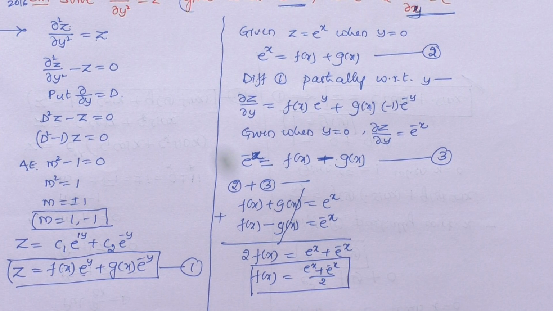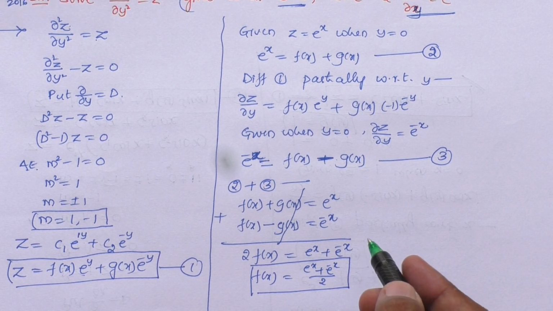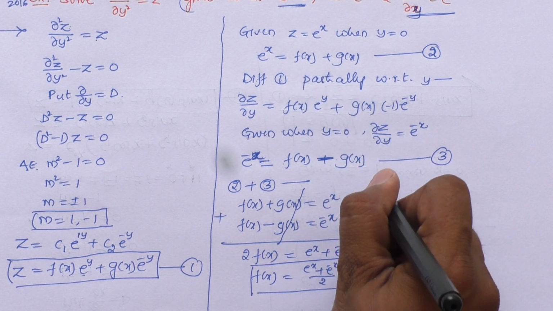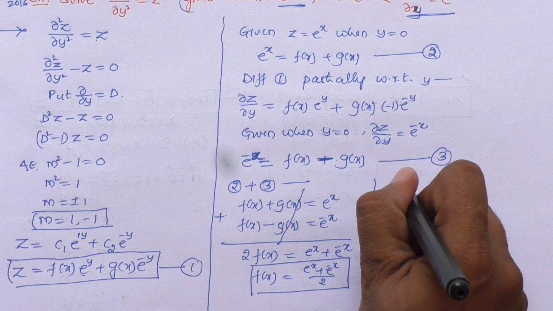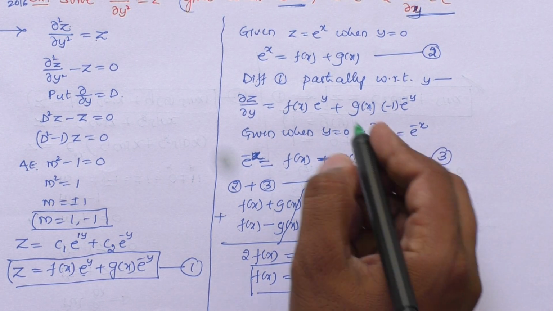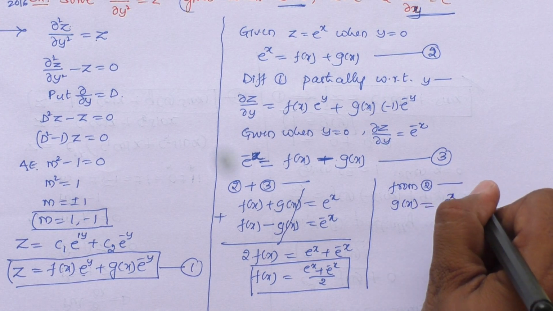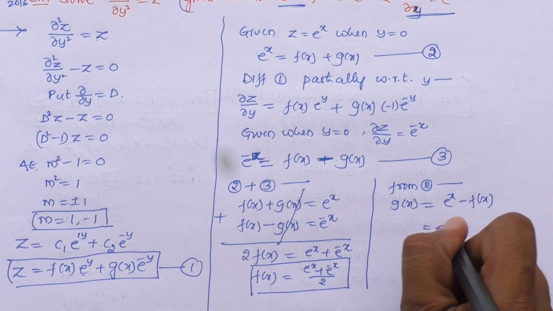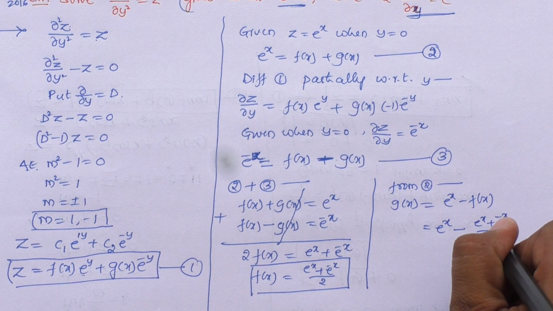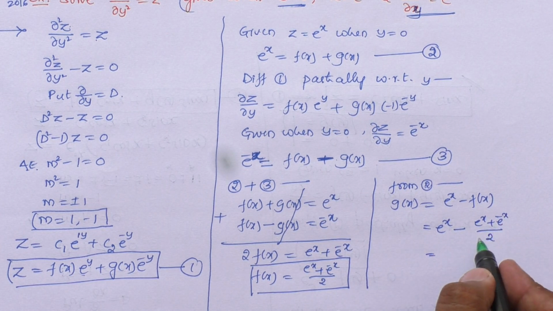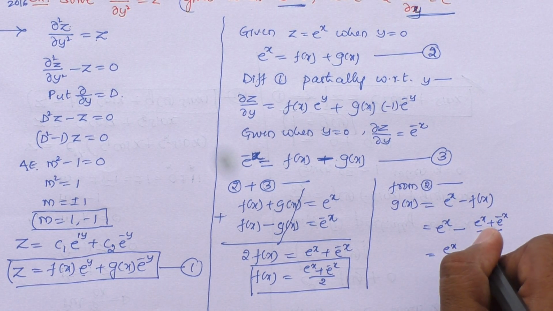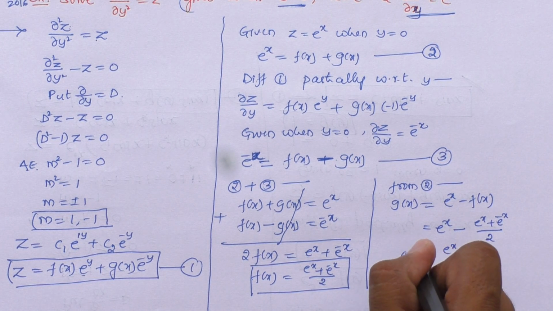So next we need g of x. For that you can consider any equation. From equation 2, we get g of x equal to e raised to x minus f of x. So e raised to x minus f of x is e raised to x minus e raised to x plus e raised to minus x by 2. When you simplify, 2 times e raised to x minus e raised to x, that is e raised to x minus e raised to minus x divided by 2. So that we get g of x.